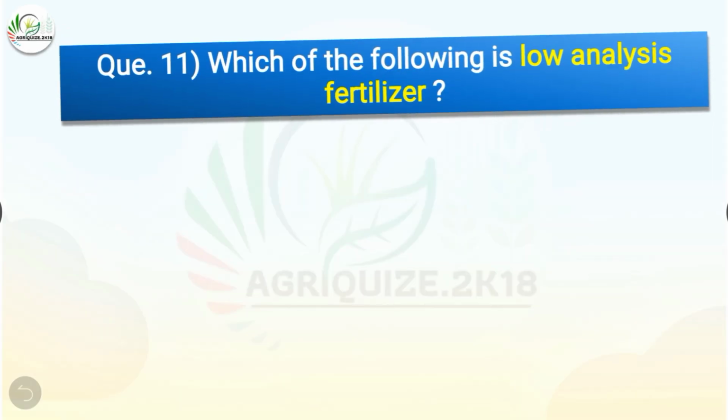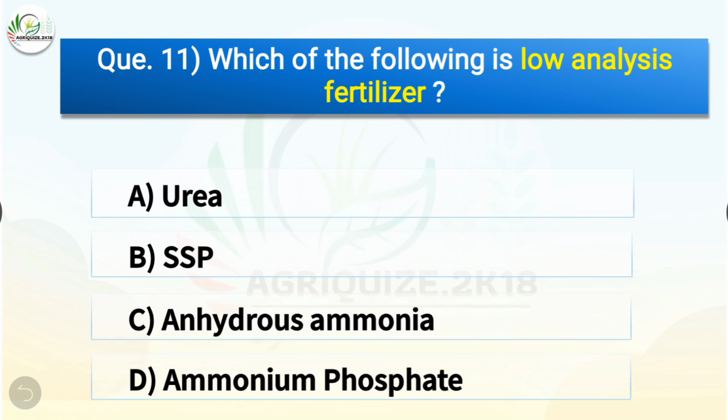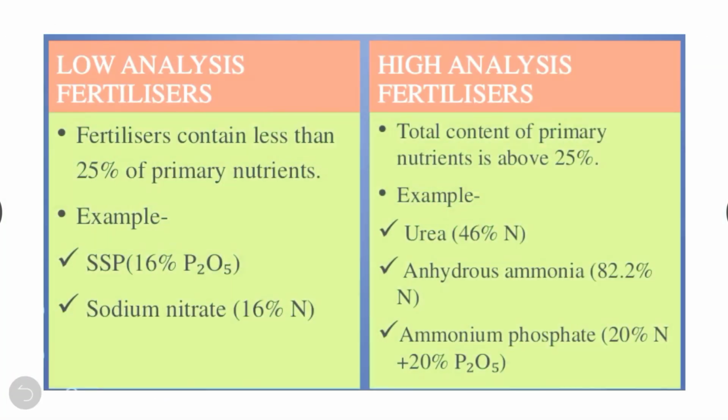Question number 11. Which of the following is low analysis fertilizer? The options are urea, single superphosphate, anhydrous ammonia, or ammonium phosphate. The correct answer is option B, SSP. So, SSP is the low analysis fertilizer. Let's know more about it.